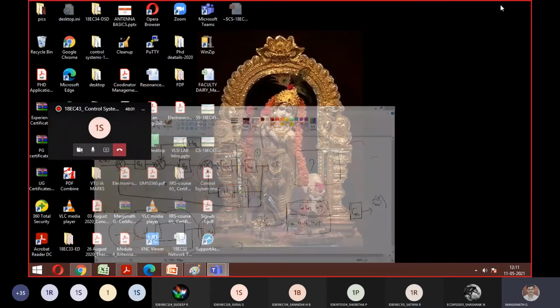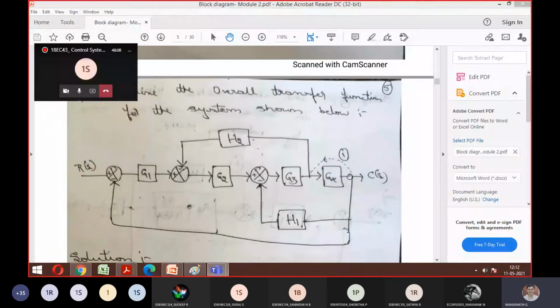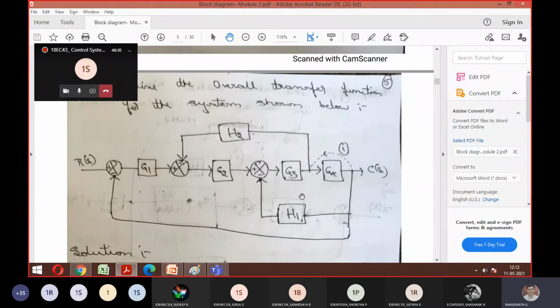So let me go back to that PDF. This was the question, so let me summarize the things. You know that nothing can be done inside this because blocks are everywhere and summing points are in between, so we can't do anything. The only option was this: we have moved this branch point here. This complete diagram will come to this side, so you have to multiply G4 for this also and here also. That is step number 1.